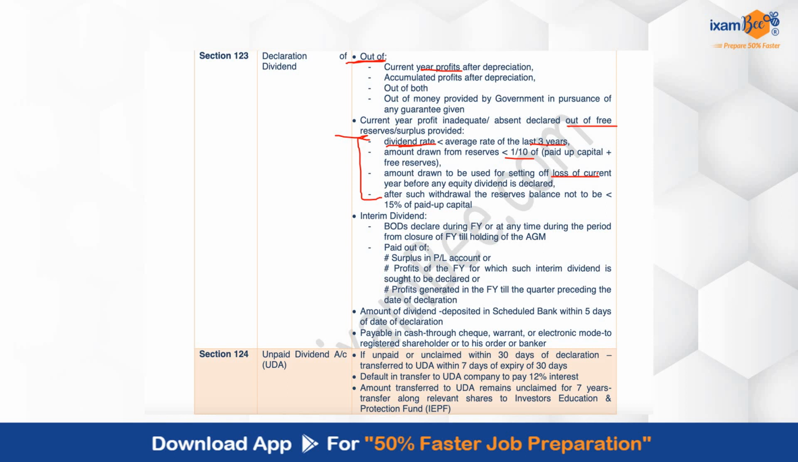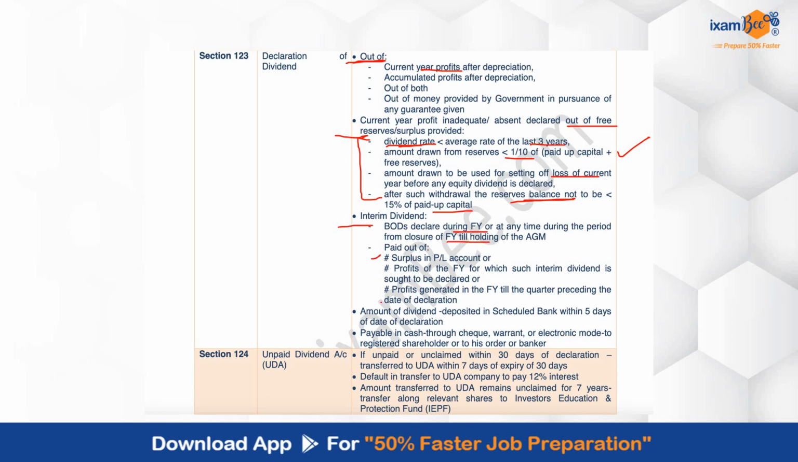off करने के लिए loss जो भी है current year का before any equity dividend and all that is declared, and after that particular withdrawal the reserve balance that should not be lesser than 15% of the paid up capital. So ये provisions को comply करना है, then you can go ahead and distribute dividend even if the current year profit is inadequate or absent.